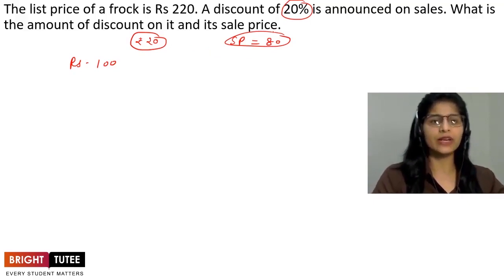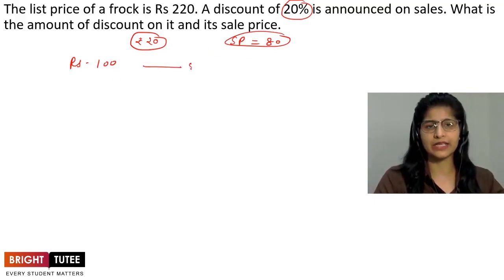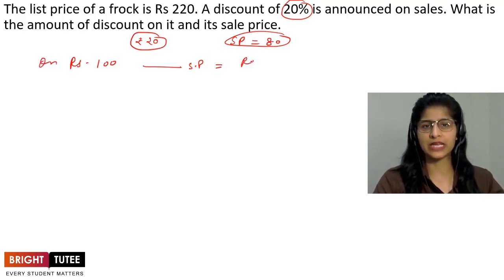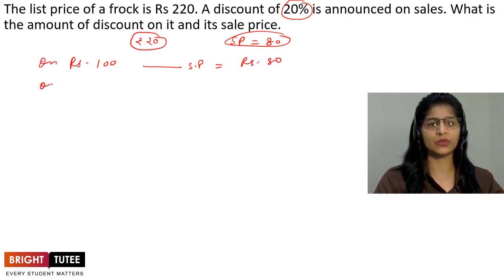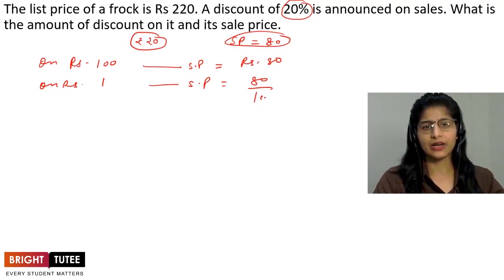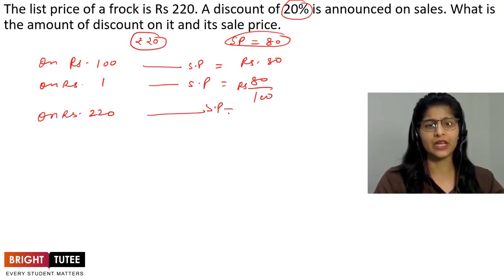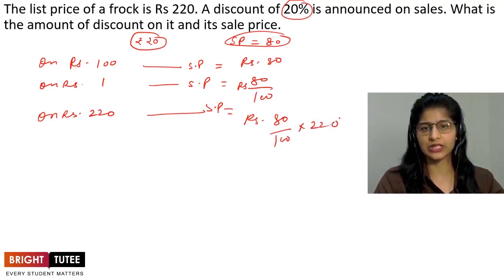80. So when rupees 100 is there, what is the selling price on rupees 100? Selling price is rupees 80. On rupee 1, the selling price would be 80 upon 100. Right, this will be the sale price. And on rupees, what do we have to calculate? 220. So the selling price would be rupees 80 upon 100 into 220.